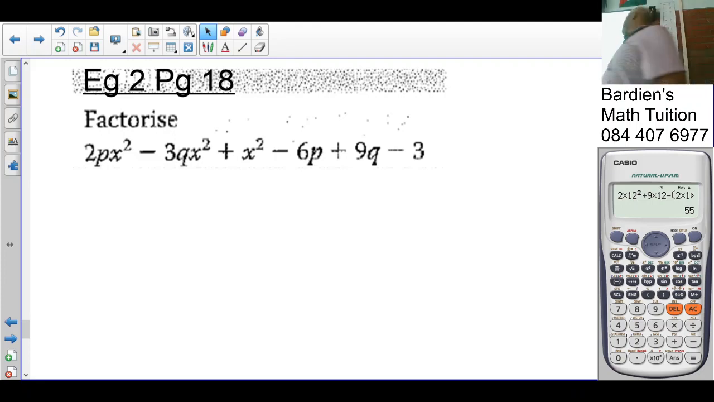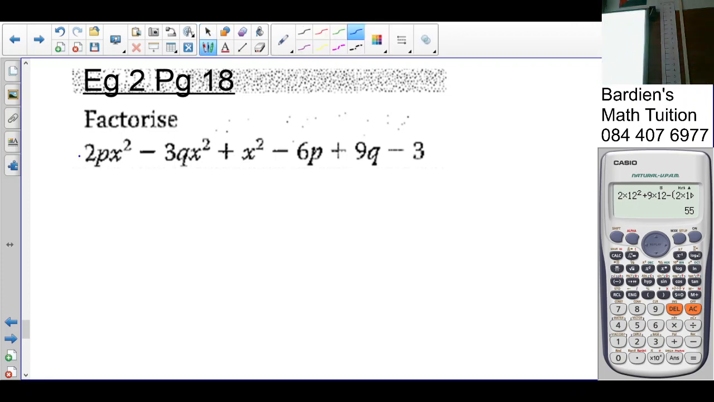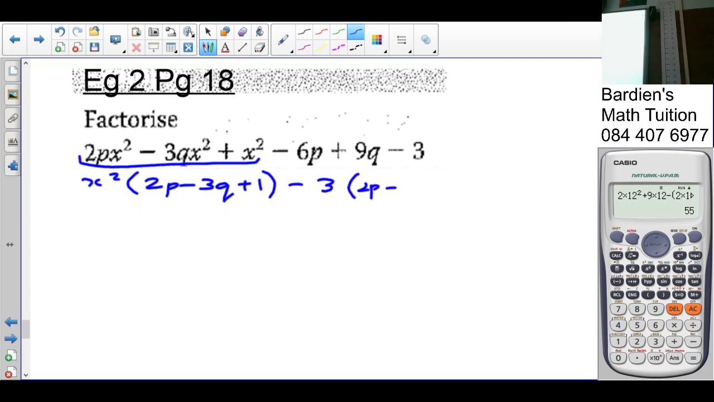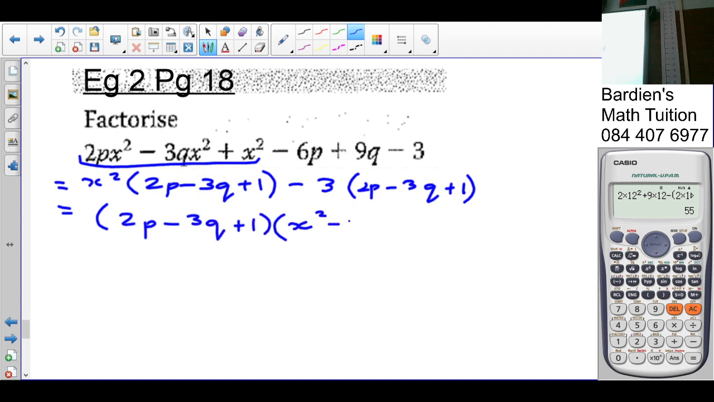Alright. So x squared, what are we left with? 2p minus 3q plus 1. We see negative 3 is also a common factor. What are we left with? 2p minus 3q plus 1. Now what is common? 2p minus 3q plus 1, and we're left with x squared minus 3. Any confusion here? No?